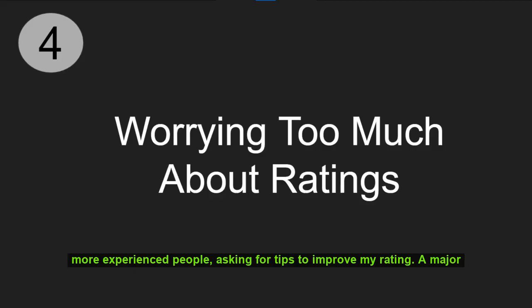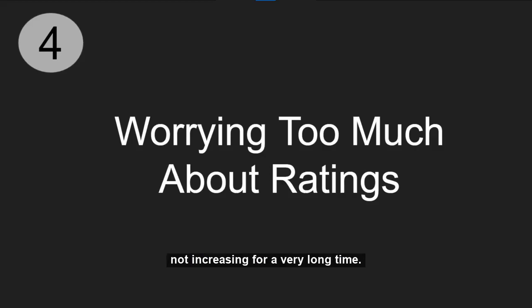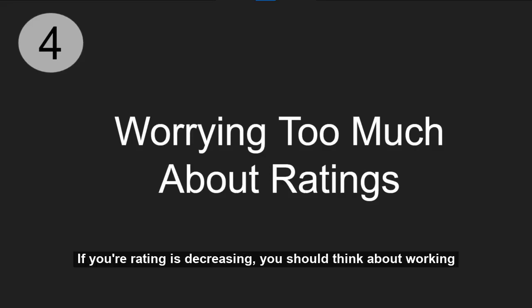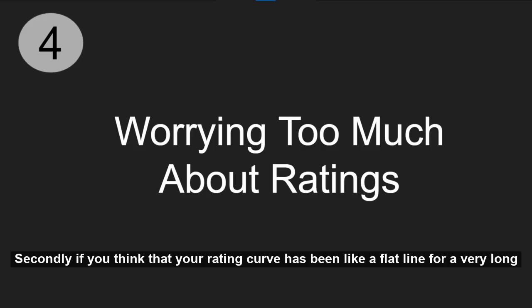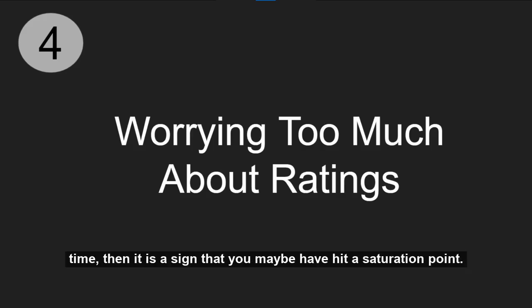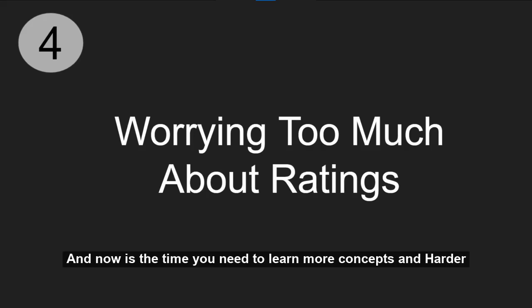rating. A major reason why people get demotivated and give up too soon in CP is just that the rating is constantly decreasing or has not been increasing for a very long time. First of all, if your rating is decreasing, you should think about working harder rather than thinking about giving up CP itself. Secondly, if your rating curve has been like a flat line for a very long time, then it is a sign that you maybe have hit a saturation point and now is the time you need to learn more concepts and harder algorithms.